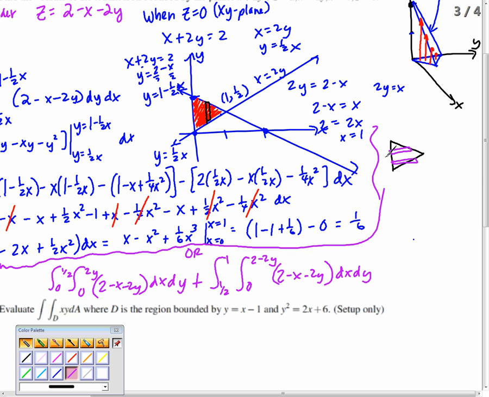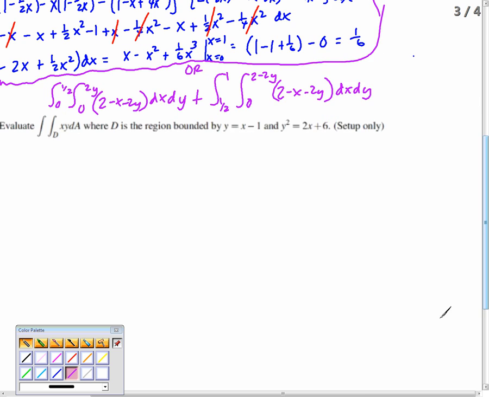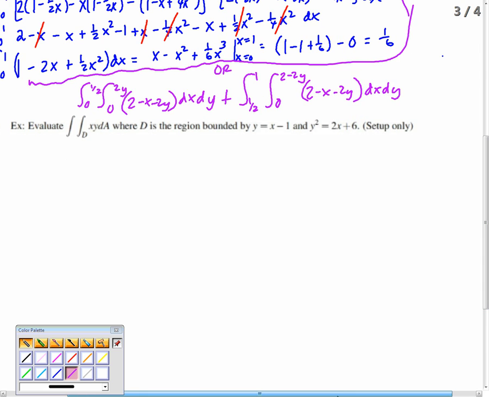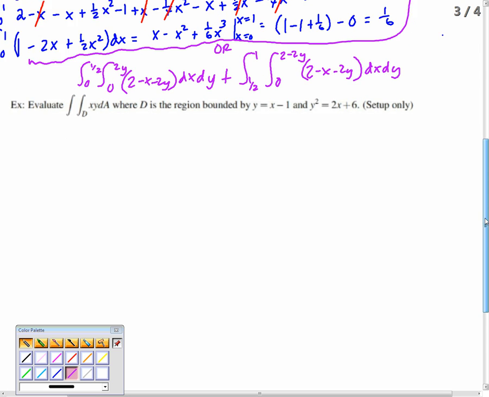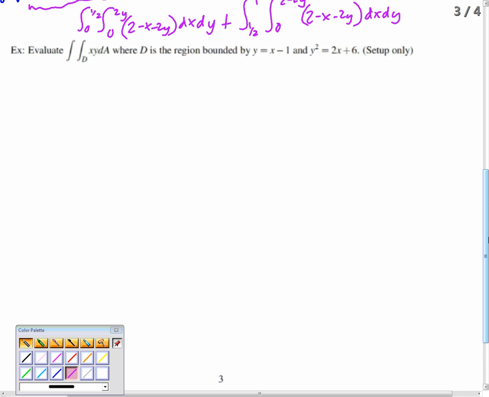Yeah, but it's going to get harder. This one says setup only. Read it to me. Evaluate the double integral of x, y, dA, where D is the region bounded by y equals x minus 1 and y squared equals 2x plus 6.